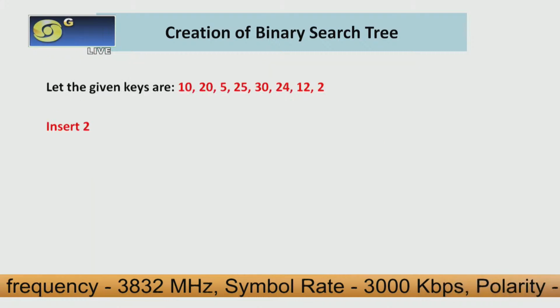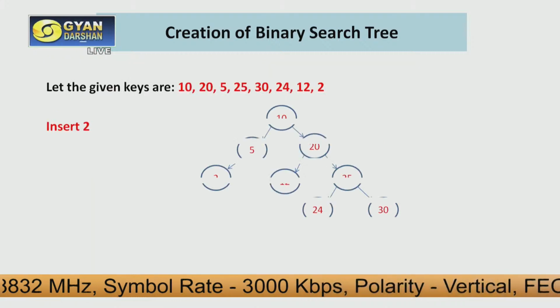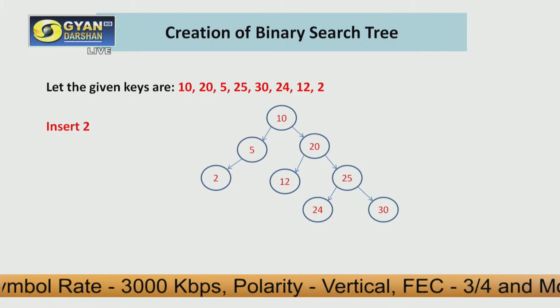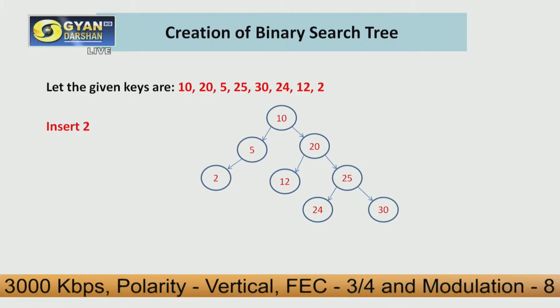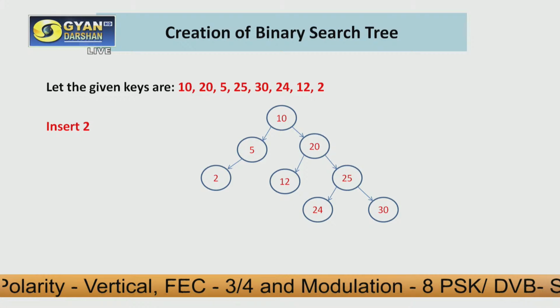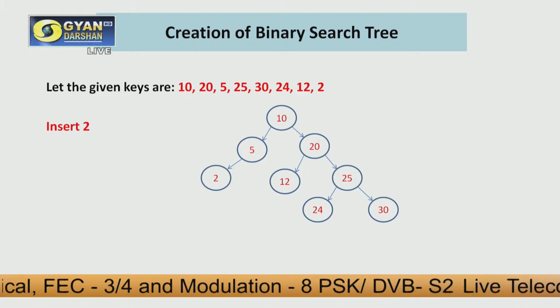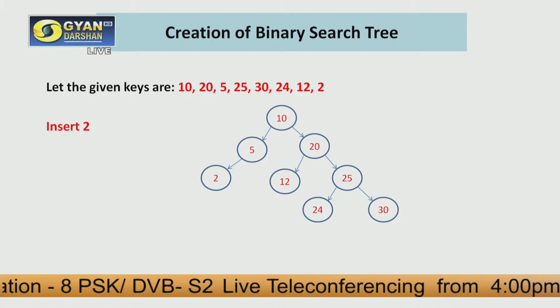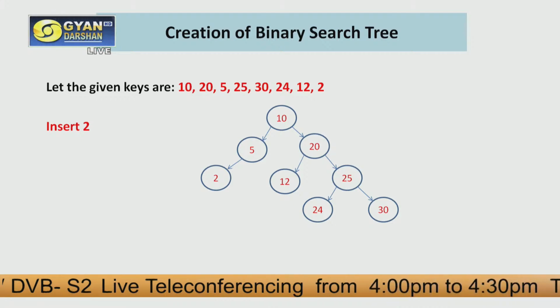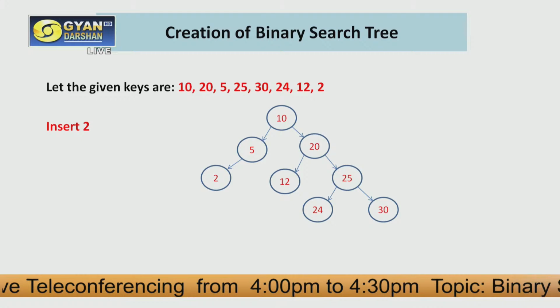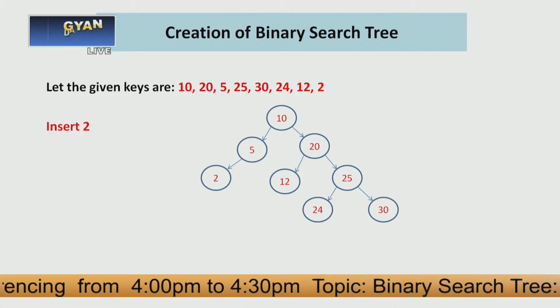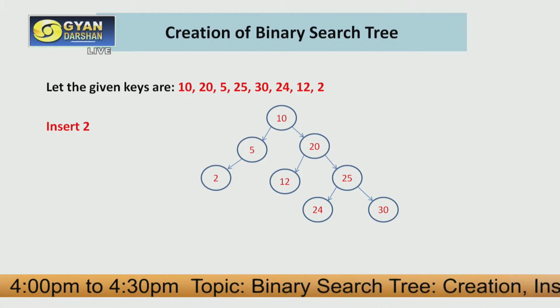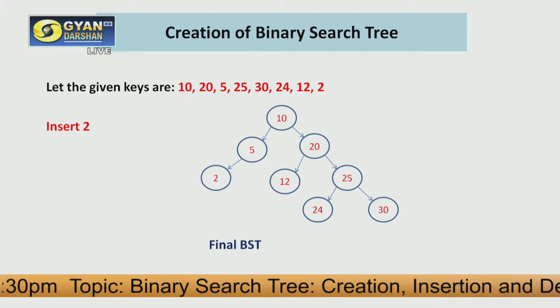And finally we have the last element, that is 2. It will be compared with 10, it is smaller. We will go to the left side and compare it with 5. Again it is smaller, so we will insert it as the left child of 5. So for the given keys which I have shown here, the final BST will look like this.